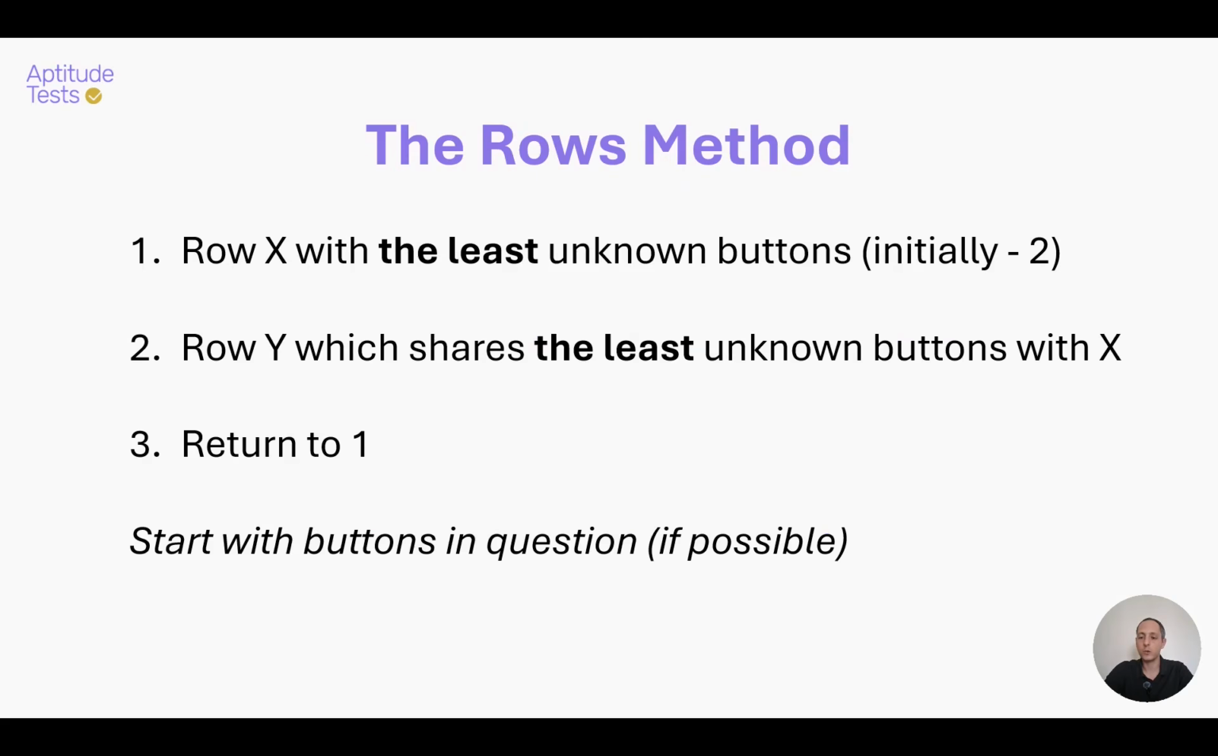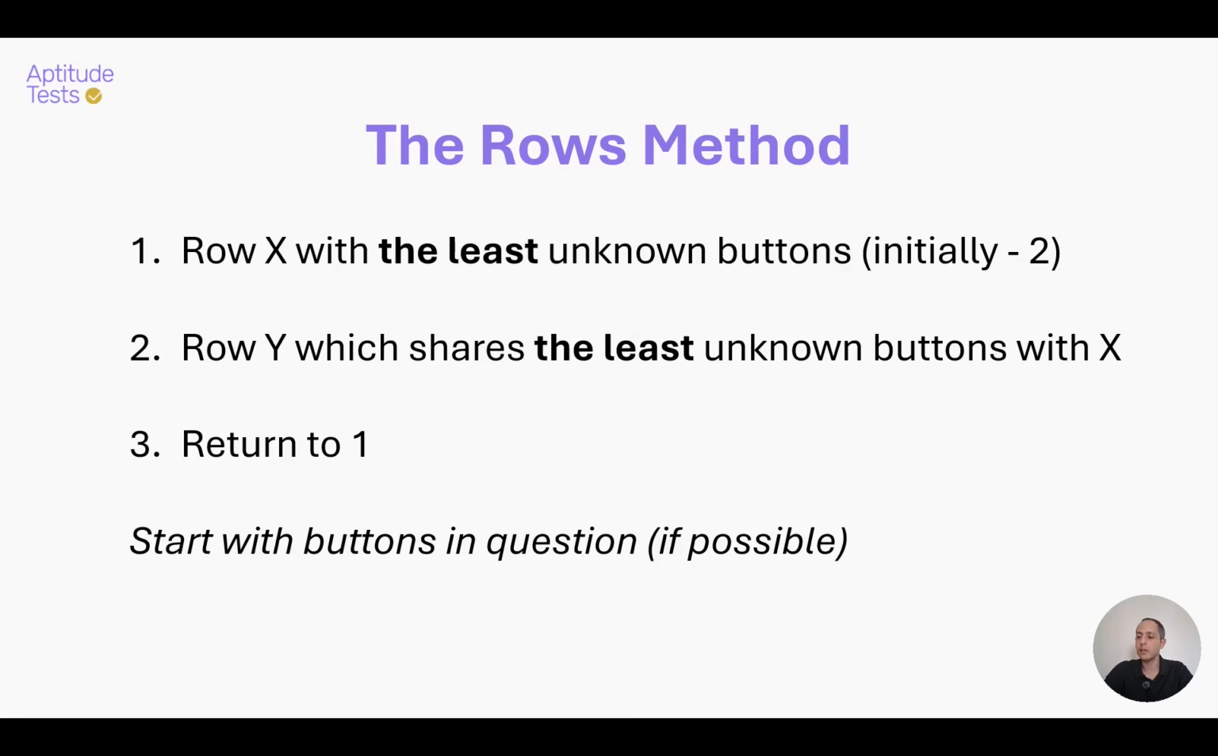We start with the row that has the least number of unknown buttons. In the beginning of the question, that's going to be 2 buttons. And the reason is that looking at a row which has 3 activated buttons, you're going to find it really difficult to understand what's going on.